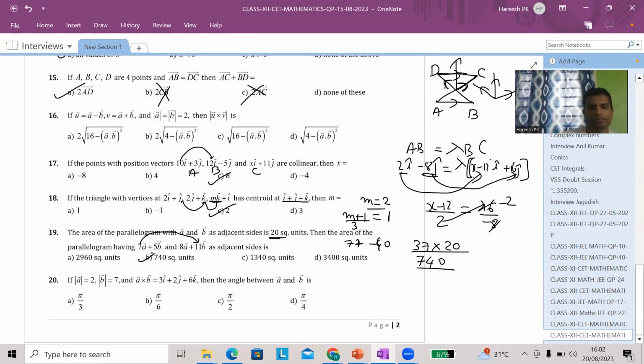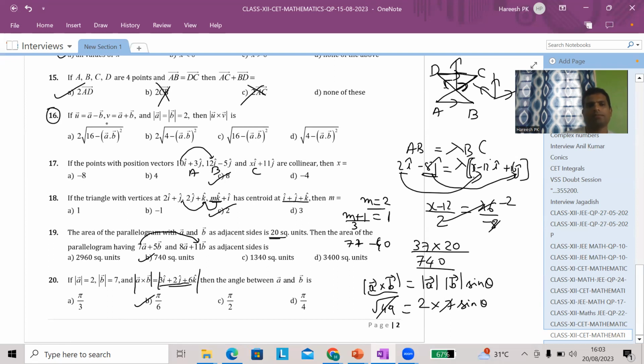20th question. They have given us what is A cross B. From this, find out mod A cross B, and then use the formula mod of A cross B is nothing but mod A mod B into sine theta. So mod of A cross B will be root 49 is equal to 2 into 7 into sine theta. So sine theta is half. So theta is 30 degrees.